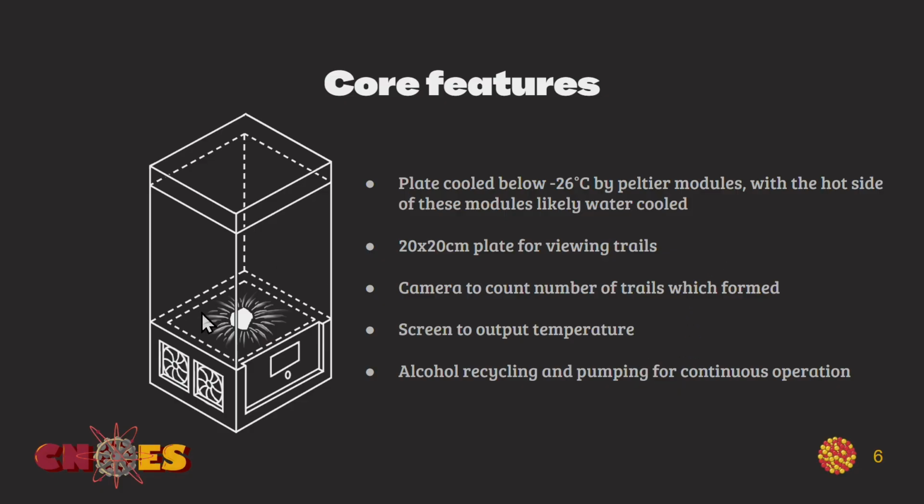The plate will be pretty large. It'll be 20 by 20 centimeters or more, which will allow you to view the trails and will allow you to have a pretty sensitive detector for things like cosmic rays, because you have a large detection area. This will also be nice for showing off at Frosh and different events, because people could see the trails from a little further away.